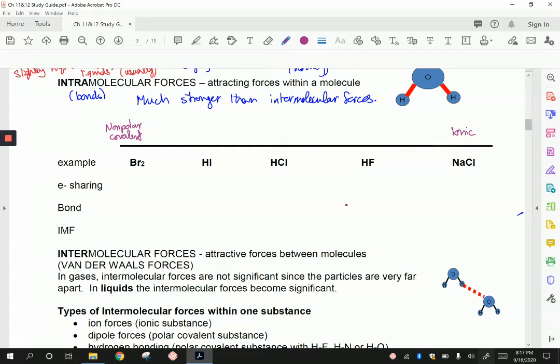So let's look at Br2. So I have two bromine atoms bonded together. They are sharing the electrons equally. So equal sharing of electrons. That's because they have the same electronegativity, obviously, and so they are sharing the electrons equally. We say that this is a nonpolar covalent bond.